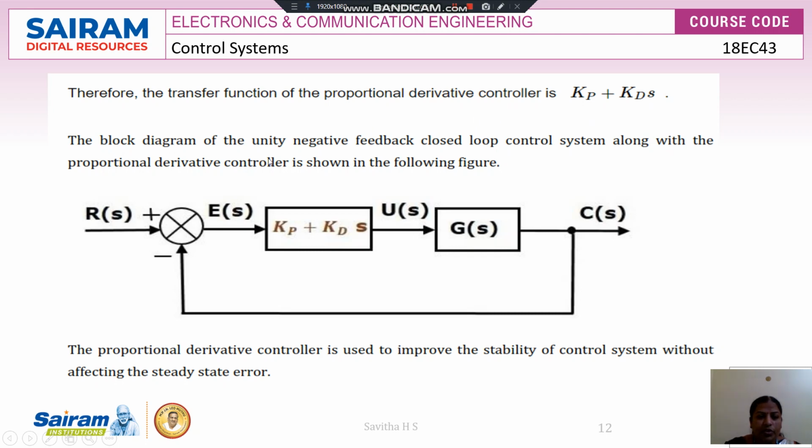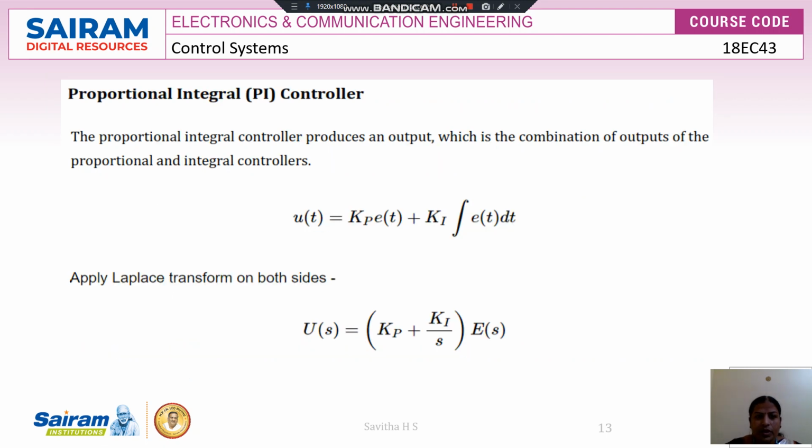The block diagram of the unity negative feedback closed loop control system along with the proportional derivative control is as shown in the figure. Here is the input error signal, and the transfer function we have written here, Kp plus Kd into s, and the output is U of s. It is again given to the gain of the system, and the output is given to the negative feedback. The proportional derivative control is used to improve the stability of the control system without affecting the steady state error.